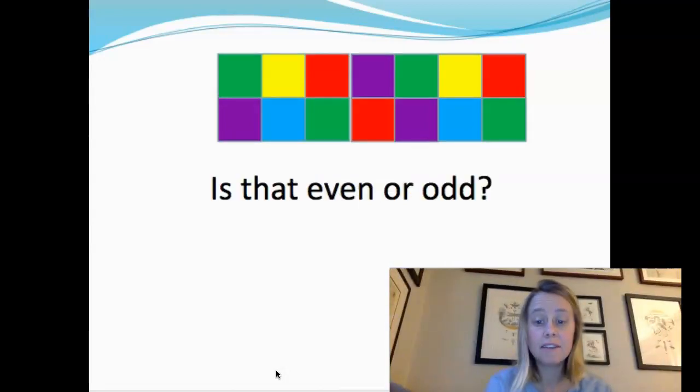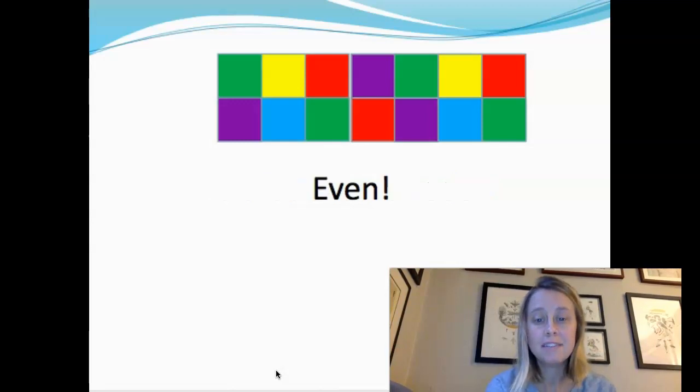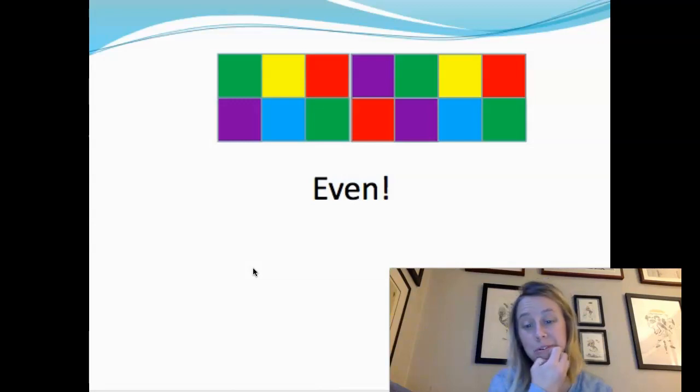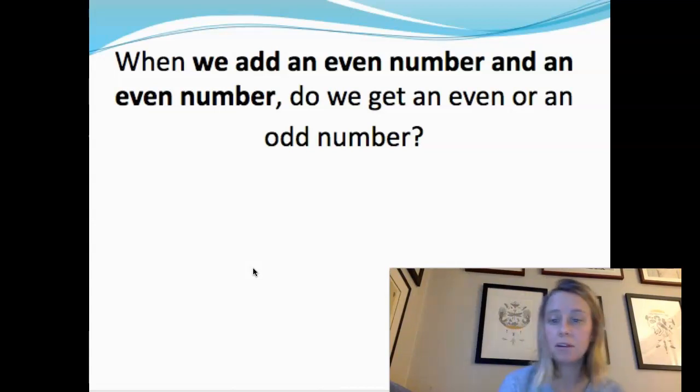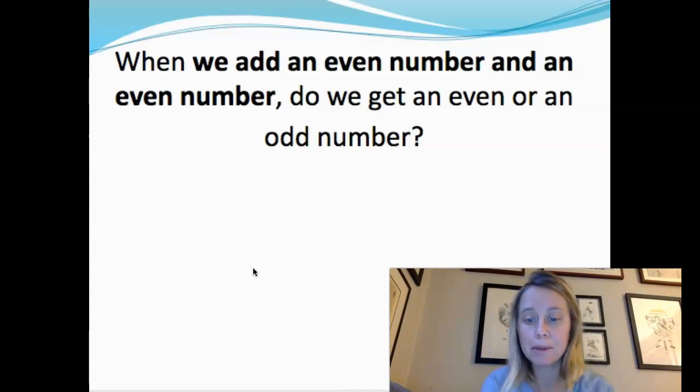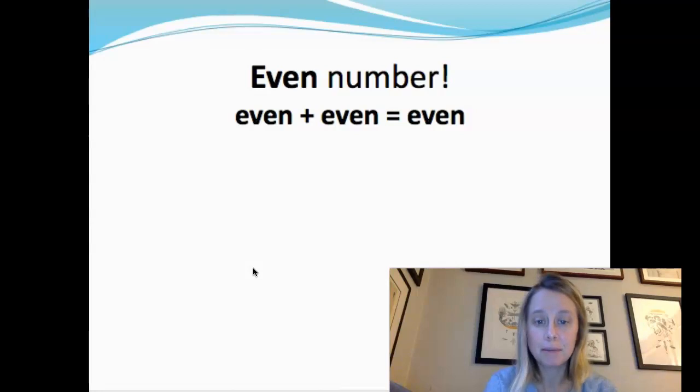Look at that number 14. Is 14 even or odd? The array will help you. It's even, right? Every single tile has a pair, and 14 ends in a 4, which is 0, 2, 4, 6, or 8, and we know those are even numbers. So when we add an even number and an even number, do we get an even number or an odd number? Shout it out if you remember. Even number. So I like to look at this little equation. Even plus even equals even. Say that with me. Even plus even equals even.